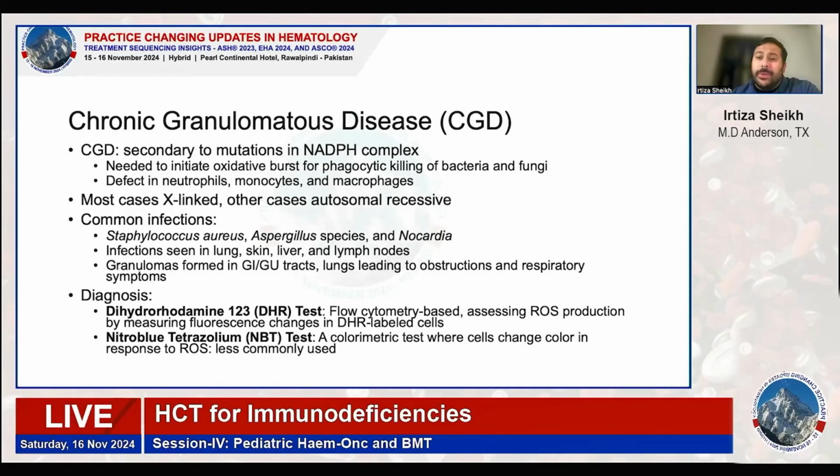For diagnosis, we generally rely on the dihydrorhodamine test, or DHR for short, such a difficult word to say. It is a flow cytometry-based test, and it looks at reactive oxygen species production by measuring the fluorescence change in cells that have been labeled with DHR. Another test, the nitroblue tetrazolium test, is an older test where you look at cells changing color in response to reactive oxygen species production. However, it's less commonly used nowadays.